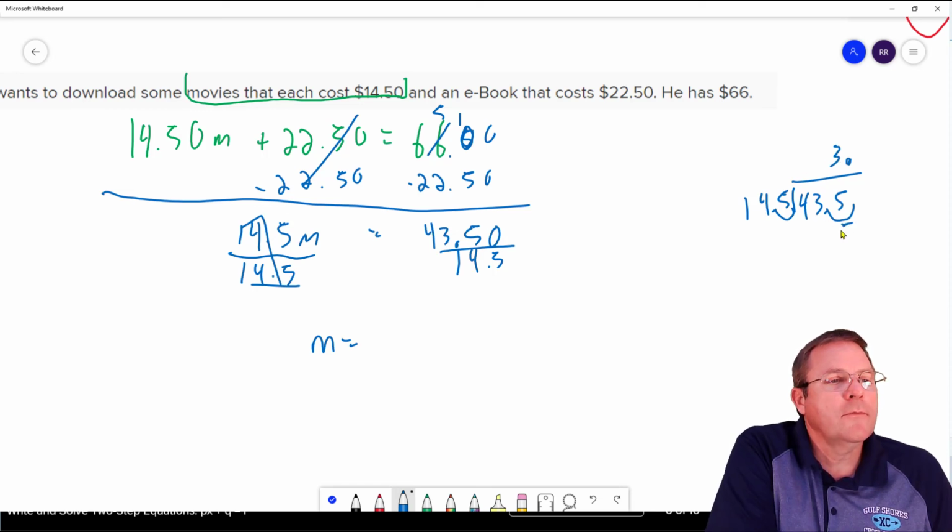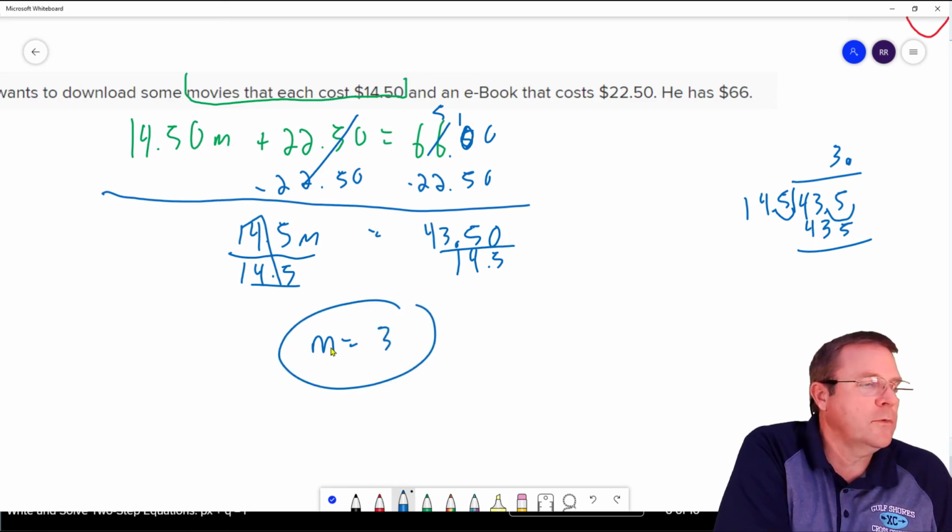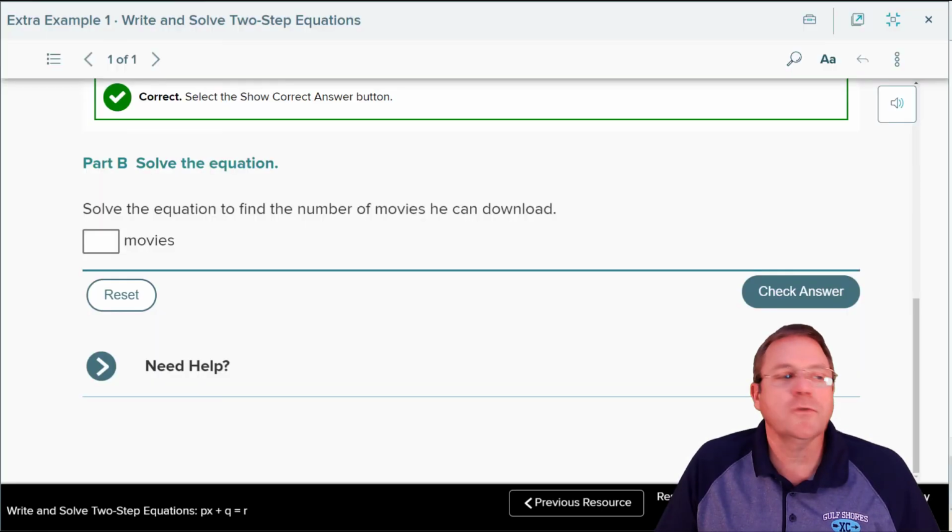3 times 5 is 15. 3 times 4 is going to be 12. Plus 1 is going to be 13. 3 times 1 is going to be 3. Plus 1 is going to be 4. Look at that. M is equal to 3. Got the right answer on my first try.